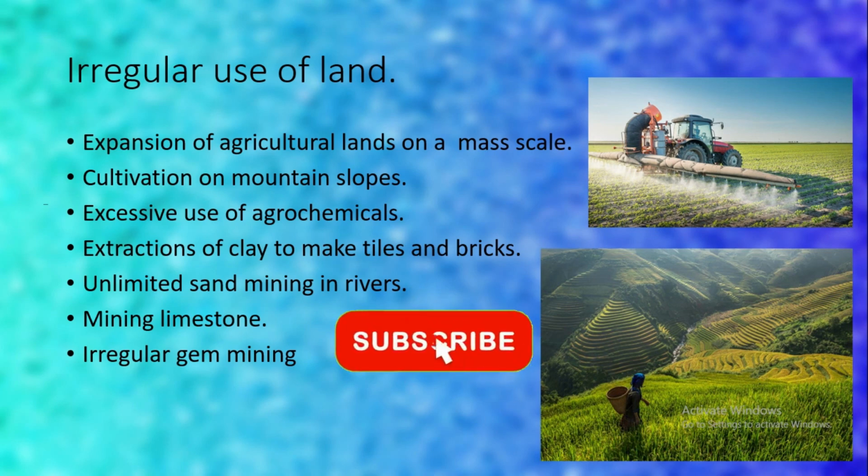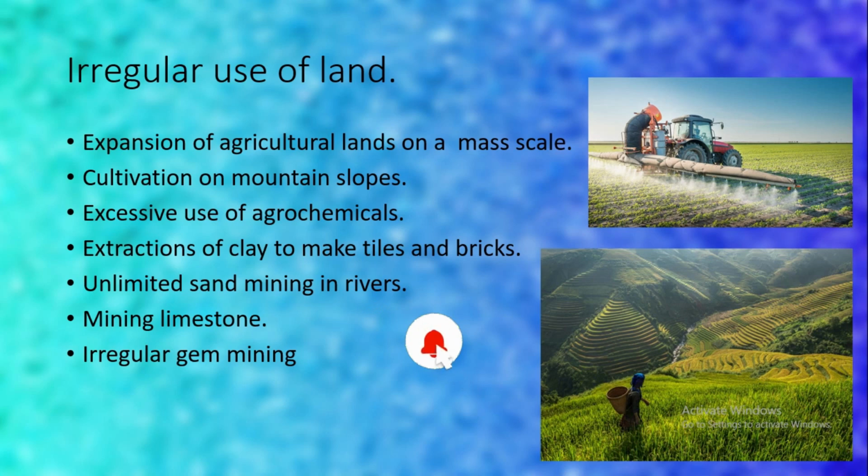Expansions of agricultural lands on a mass scale. Cultivation on mountain slopes. Excessive use of agrochemicals. Extractions of clay to make tiles and bricks. Unlimited sand mining in rivers. Mining limestone and irregular gem mining.